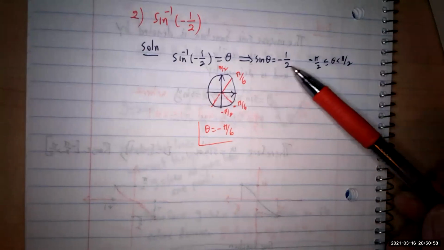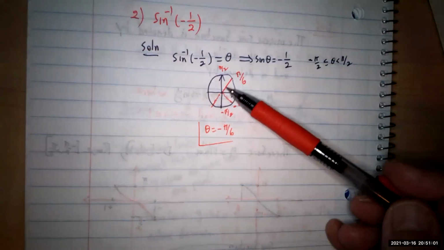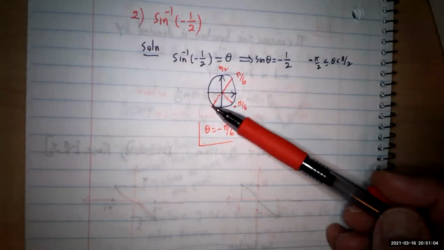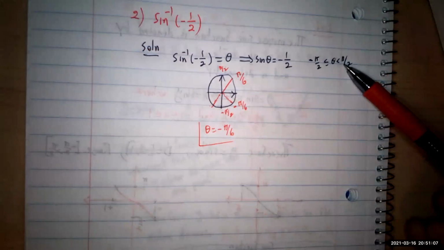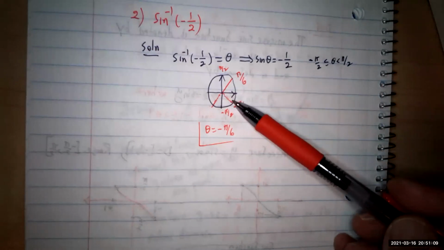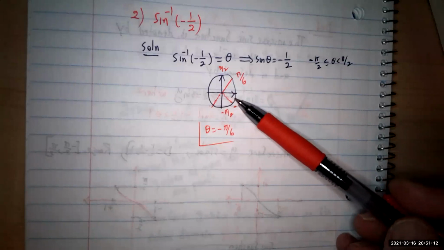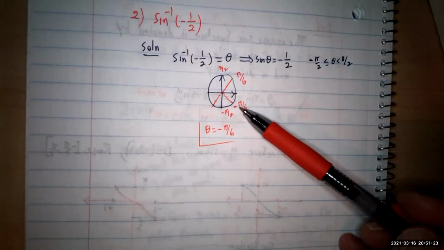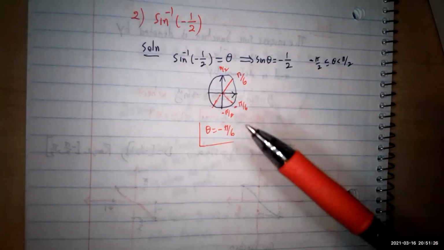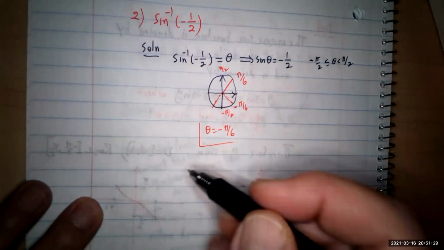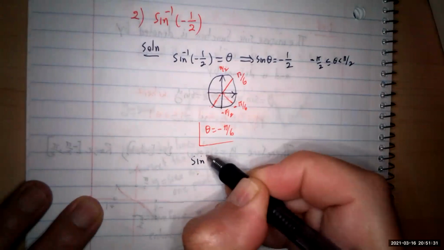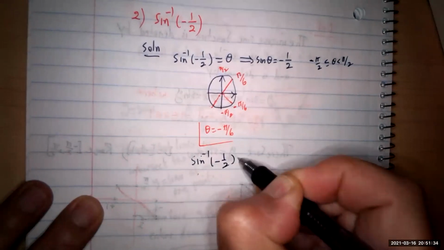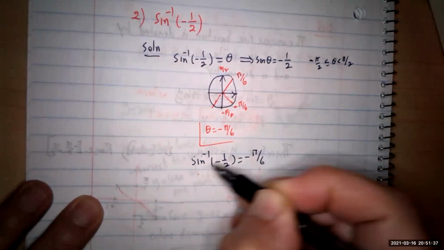For negative 1/2, if you go to the table, you will see it here. 7 pi over 6 is no good because you must be in this interval. The other one is here, 11 pi over 6, 330 degrees. But remember, you cannot pick 330 degrees. The corresponding one is negative pi over 6. So the solution is negative pi over 6. So the sine inverse of negative half is equal to negative pi over 6.